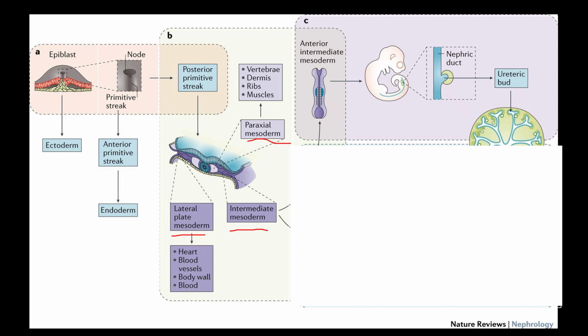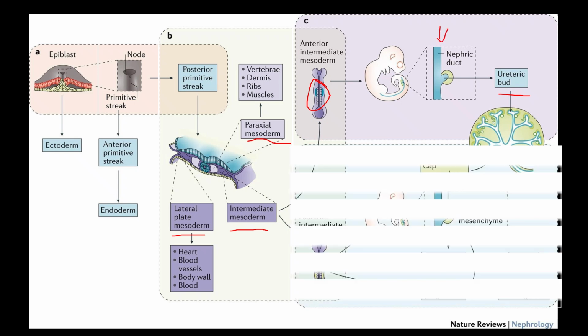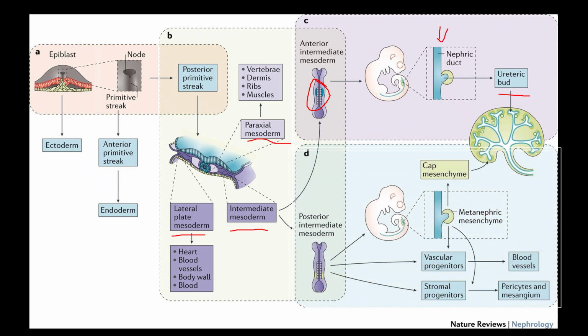And here you can see the intermediate mesoderm. From here you see the somites, and close to there you have the ureteric bud and the nephric duct. And here you're going to end up forming the nephrons and the renal system. That is what we're going to cover in the following slides.